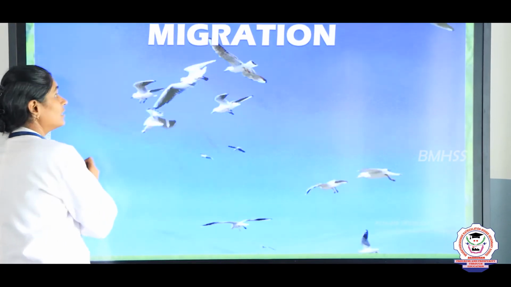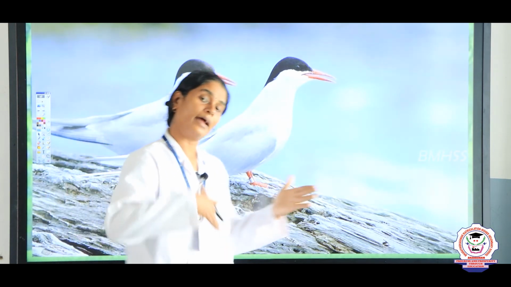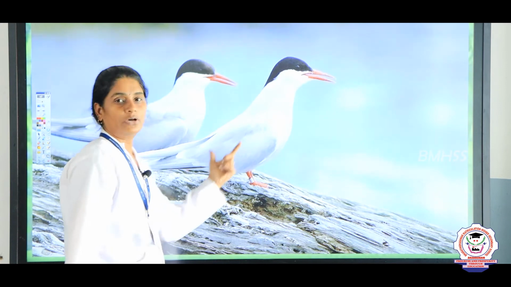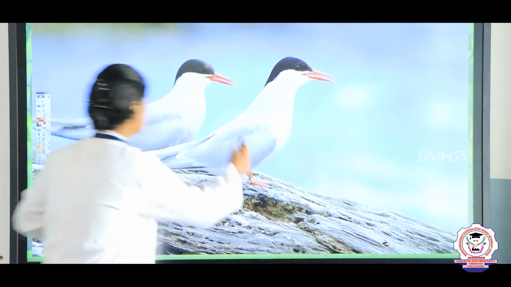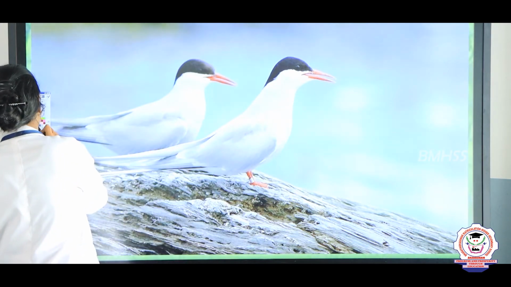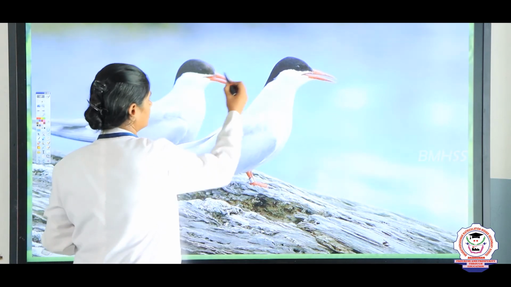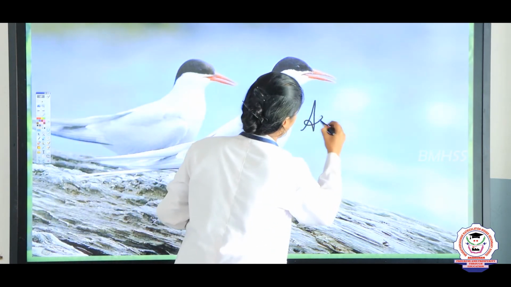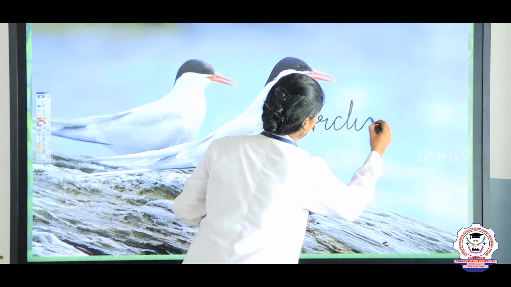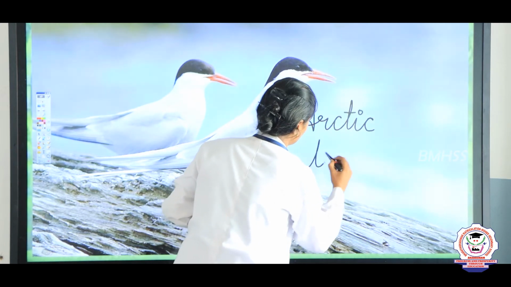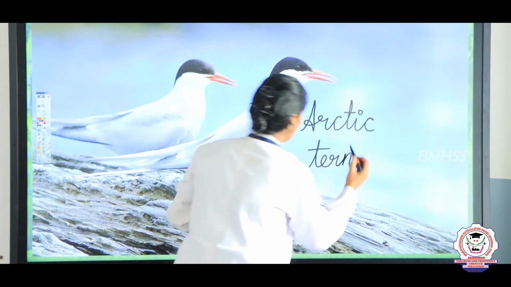So now let's see what are the animals that migrate. Let's see what animals do this kind of migration. So first one we are going to see about the Arctic tern. So this bird is known as the Arctic tern. This is the name of the bird.